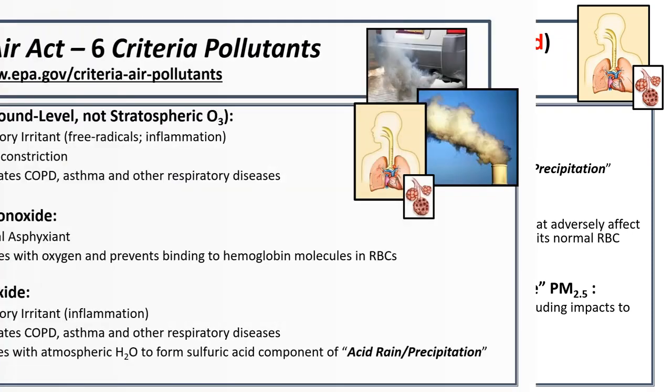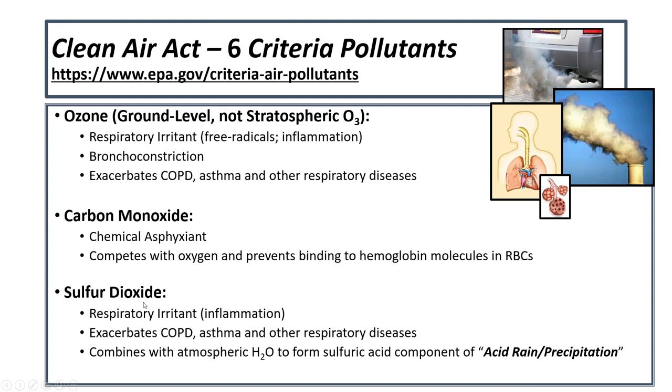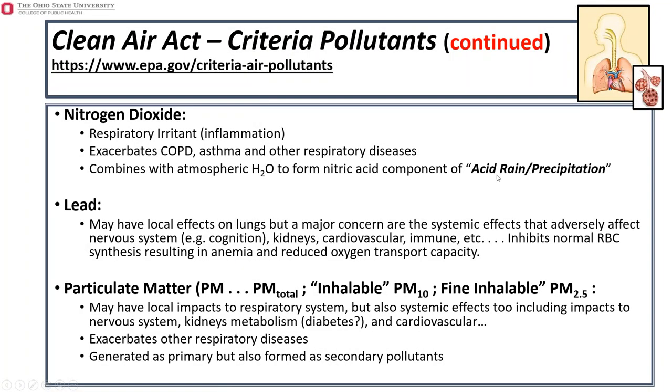And going back to the prior slide, sulfur dioxide is the other major component. It's associated with inflammation, can exacerbate other things, but it also, similar to oxides of nitrogen, can interact with water in the air to form, in this case, sulfuric acid, which is the second major component. So both sulfuric acid and nitric acid are the 2 major components of acid precipitation.